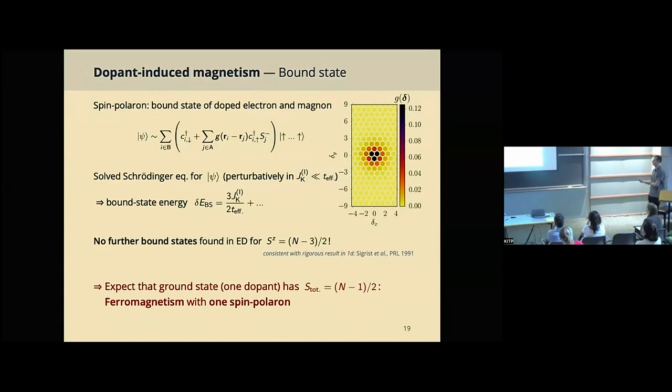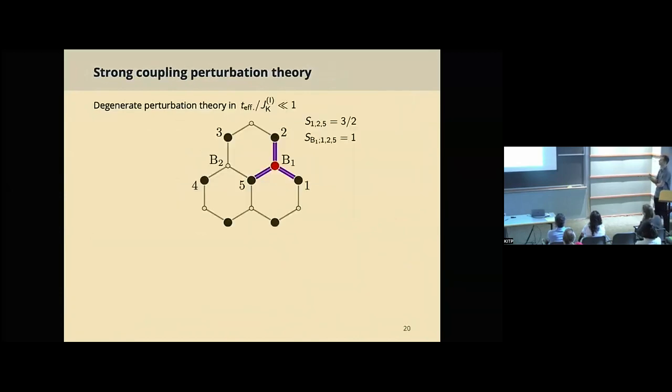So this leads us to expect that this one electron problem, so n local moments in addition to one doped electron, has a ground state which lies in the sector of n minus 1 over 2. And this sector can be described basically as a ferromagnetic state with exactly one spin polaron as described here. So this is also consistent with strong coupling perturbation theory, so kind of the opposite limit to what we studied previously. So here I first solve basically the Kondo interaction part of my Hamiltonian. And if you diagonalize the Kondo interaction, you find that basically these three neighboring local moments and the doped electron form a spin one representation.